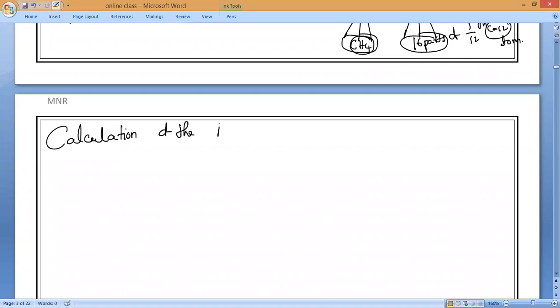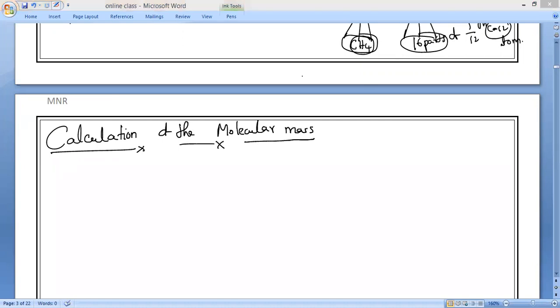Calculation of the molecular mass. This molecular mass we can use only for what, guys? Molecules of covalent compounds. That is what you have to remember. Okay, so let us take the first example.